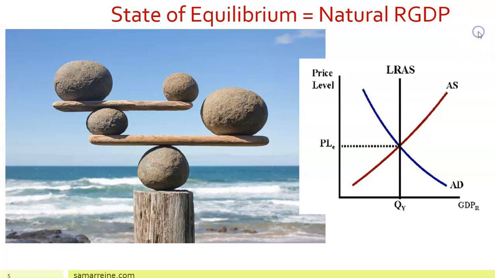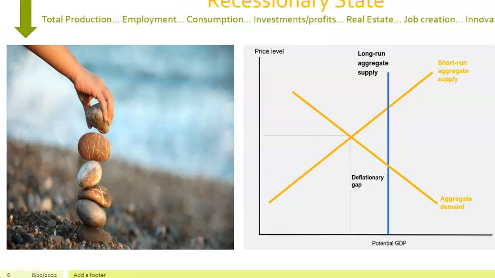And sometimes you might have heard that, right? You definitely are reading it in your textbook. You're reading it in the outlines or in the exercises or homework. So state of equilibrium is the same as the natural real GDP. This is our state of perfection. Of course, the economy isn't always going to be in a state of perfection because things don't work that way.